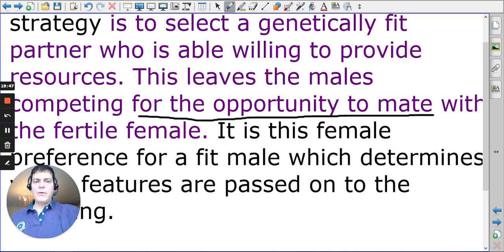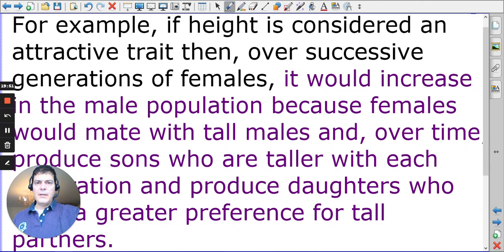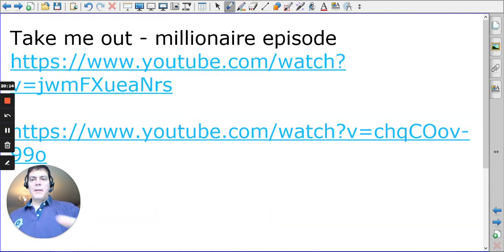And of course the female is choosing a genetically fit specimen. So we might find that in this case height is considered attractive because it is seen as somebody who is strong and able, or it could be another trait. Now, of course, if something is seen as being attractive, it keeps on being passed on to successive generations.